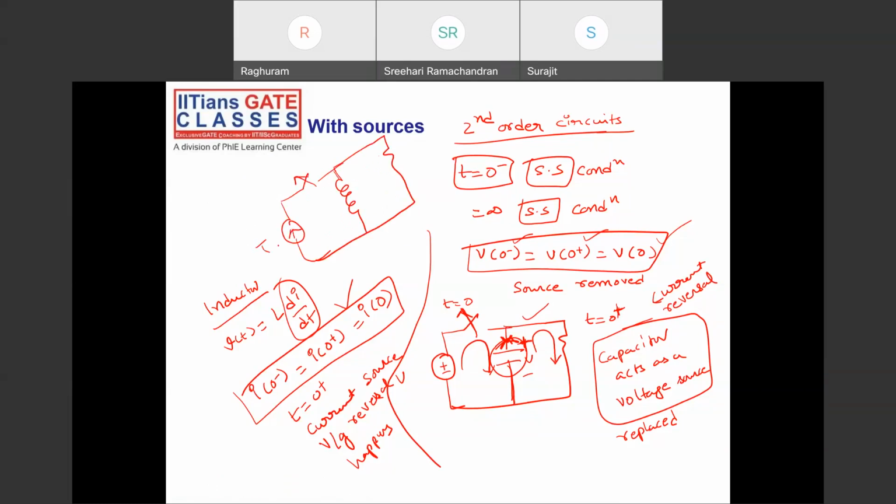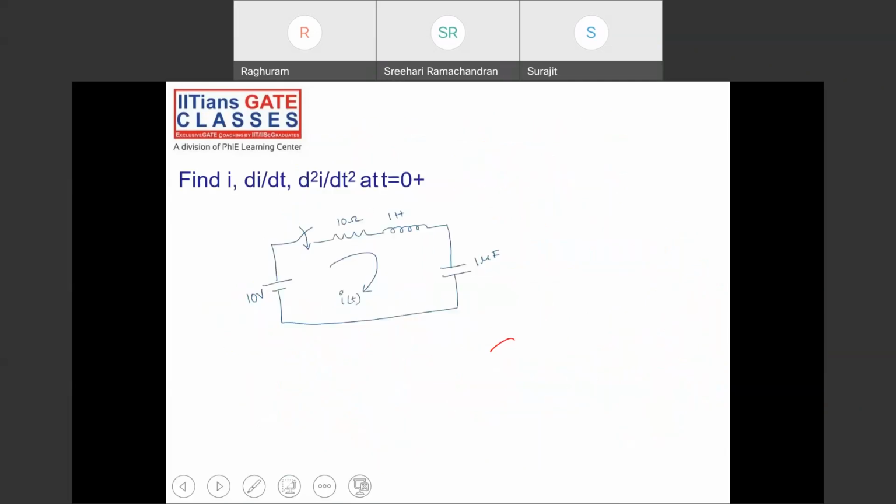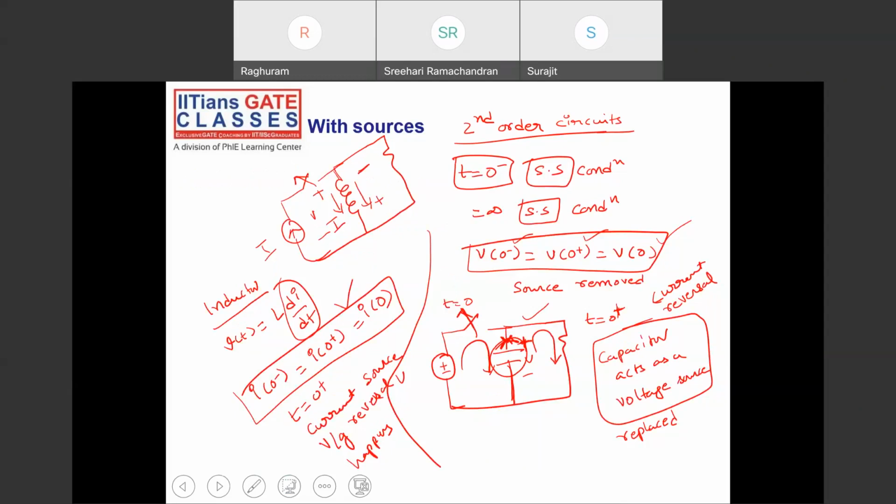Assume this is a current source, so this is I in this direction. Previously the voltage is like this, right? After the switching action, it acts as a current source and this becomes positive and negative. This was asked in the first class of transients; I don't remember who asked it. The current will continue to flow in this direction only, and the polarity of the voltage across the inductor gets reversed.